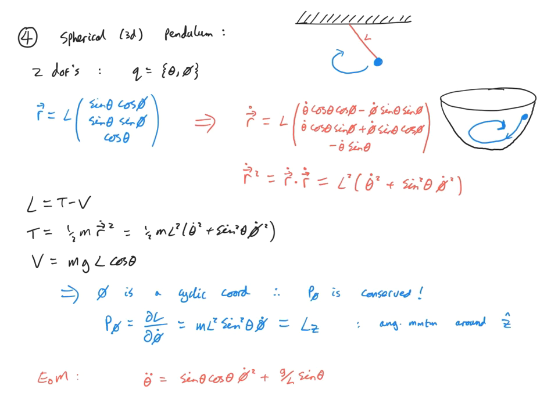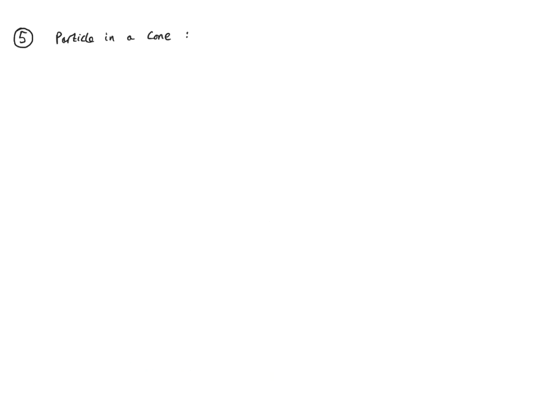So this is an example of how identifying conserved quantities really helps us in finding the solutions to the problems, not only in revealing conservation laws and something interesting about the physical problem, but actually helping us with the mathematics of the solution itself. Let's consider another example now, also with a rotational symmetry, which is a particle in a cone.